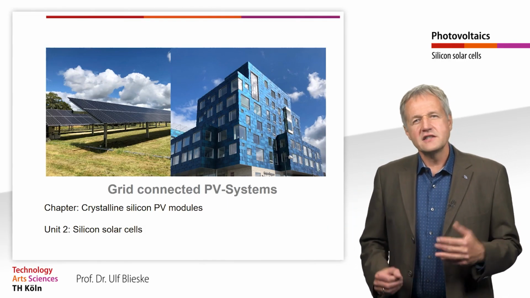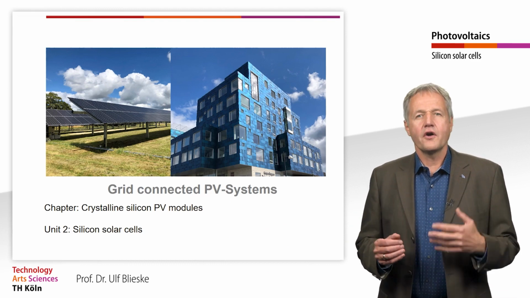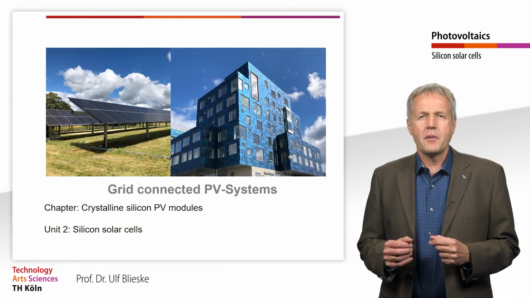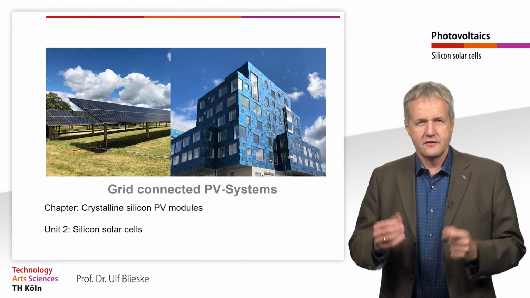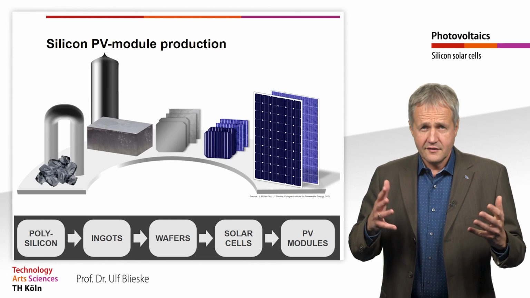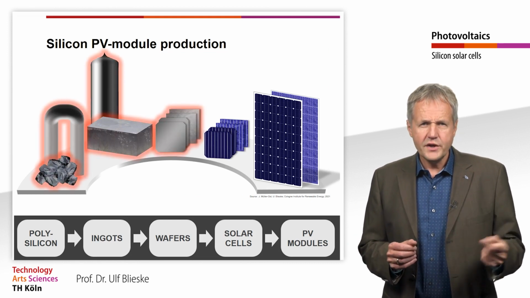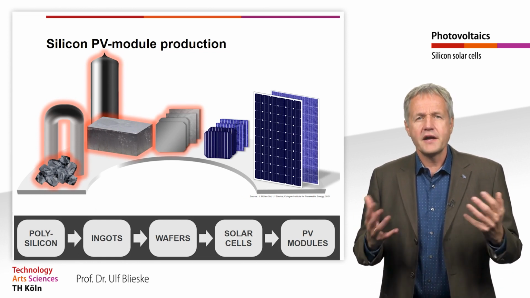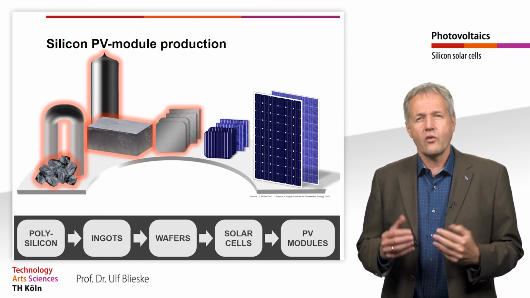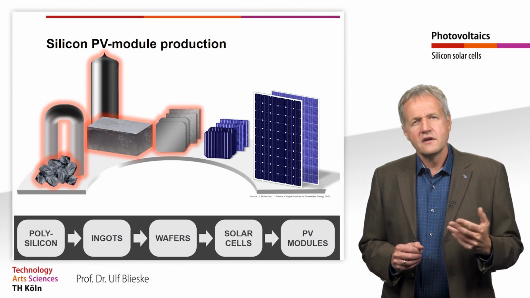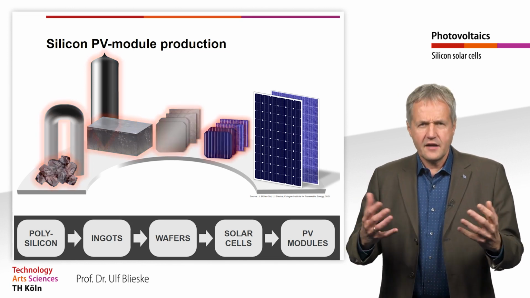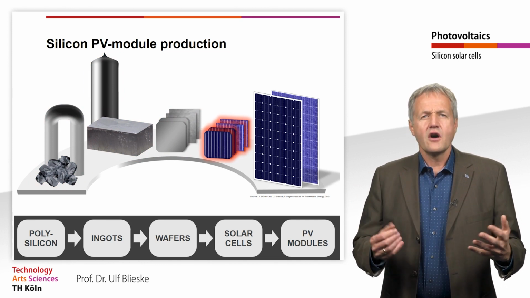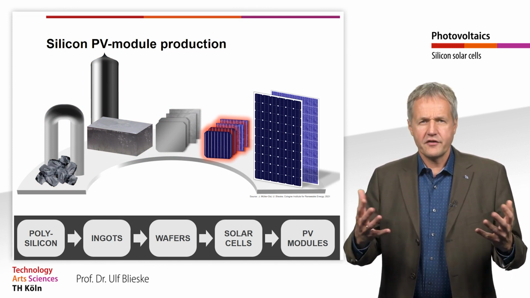Welcome to the next teaching unit in the chapter on crystalline silicon solar modules. This unit is about the production of solar cells. In the last unit, we dealt with how first silicon crystals and then wafers are made from raw material quartz sand. This unit is about the next step on the way to the finished solar module, the production of solar cells from wafers.